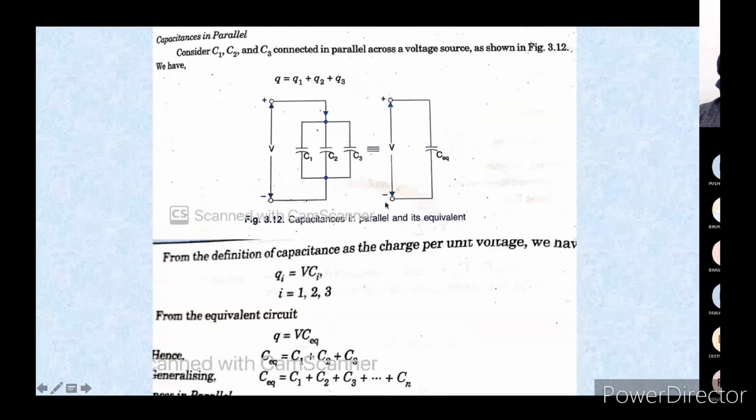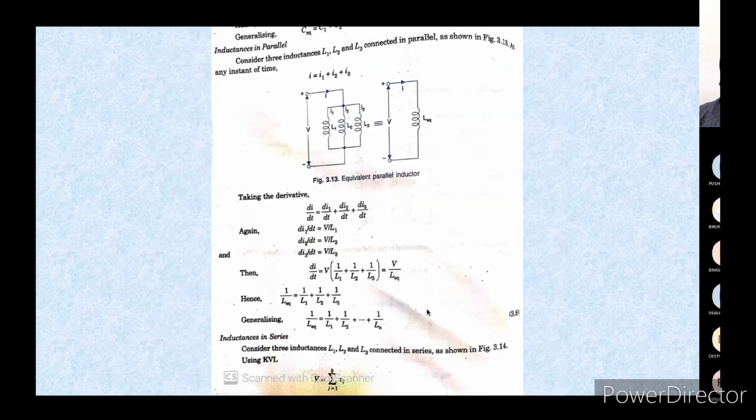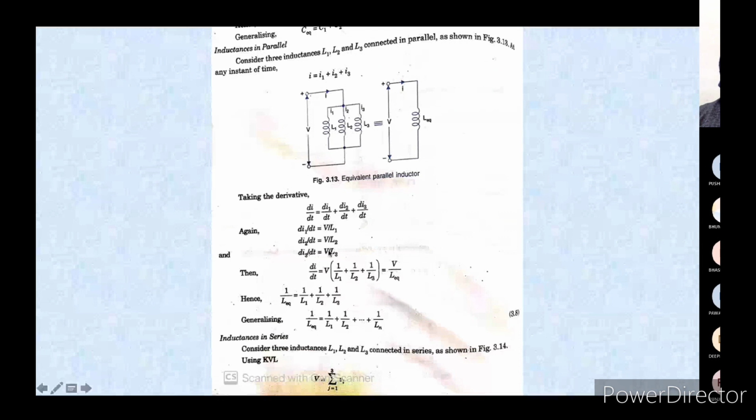And if they are connected in parallel, then this simple addition law works. So you also know C equivalent is equal to C1 plus C2 plus C3 and so on and so forth. This is very basic, something you have already studied from 10th class. And for inductance, again the resistance kind of law applies.